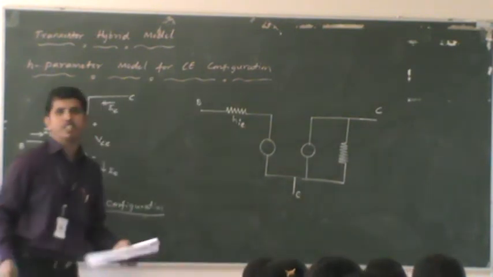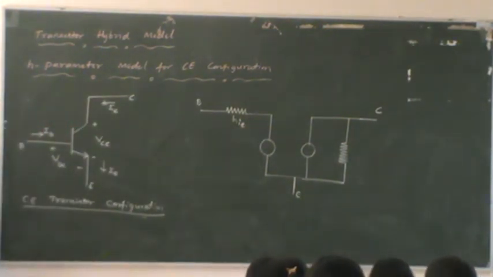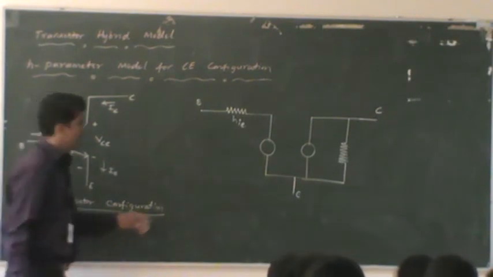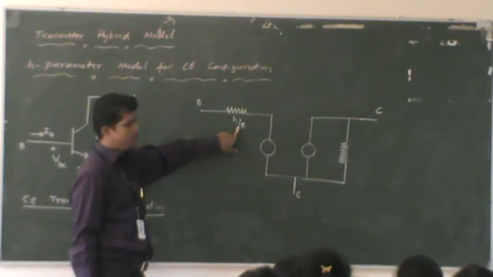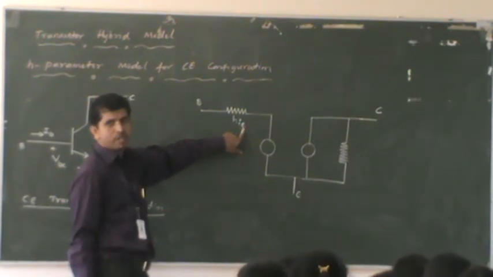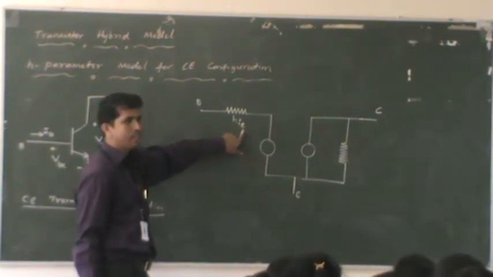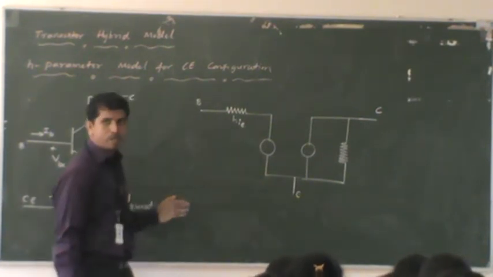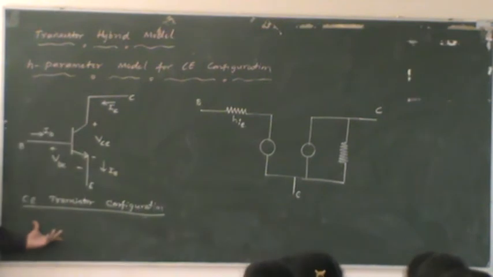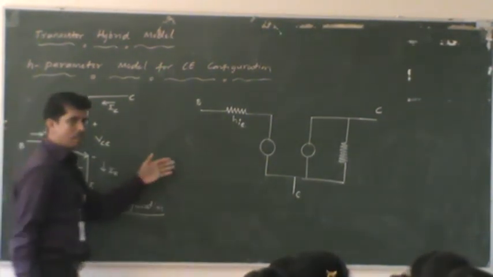Now you can see that I have changed my notations. Instead of labeling as H11, what I have done is HI. That means this parameter belongs to input, and also look that I have used an additional subscript E. That means it is a common emitter configuration. I am just showing you the procedure for common emitter, so that you can also make a similar one for the other two configurations.